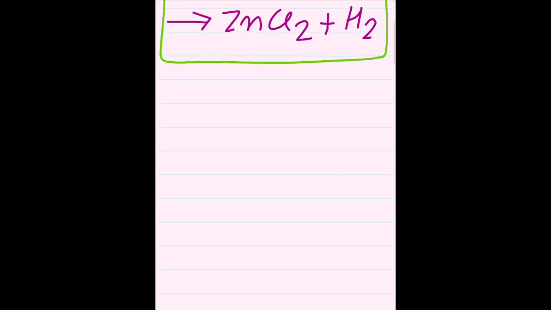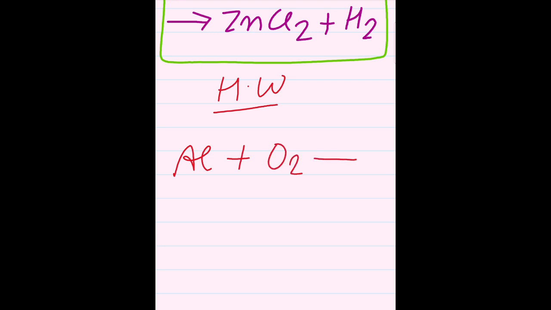Here's your homework. Try to balance this equation yourself. Al plus O2 forms Al2O3 and comment your answer below.